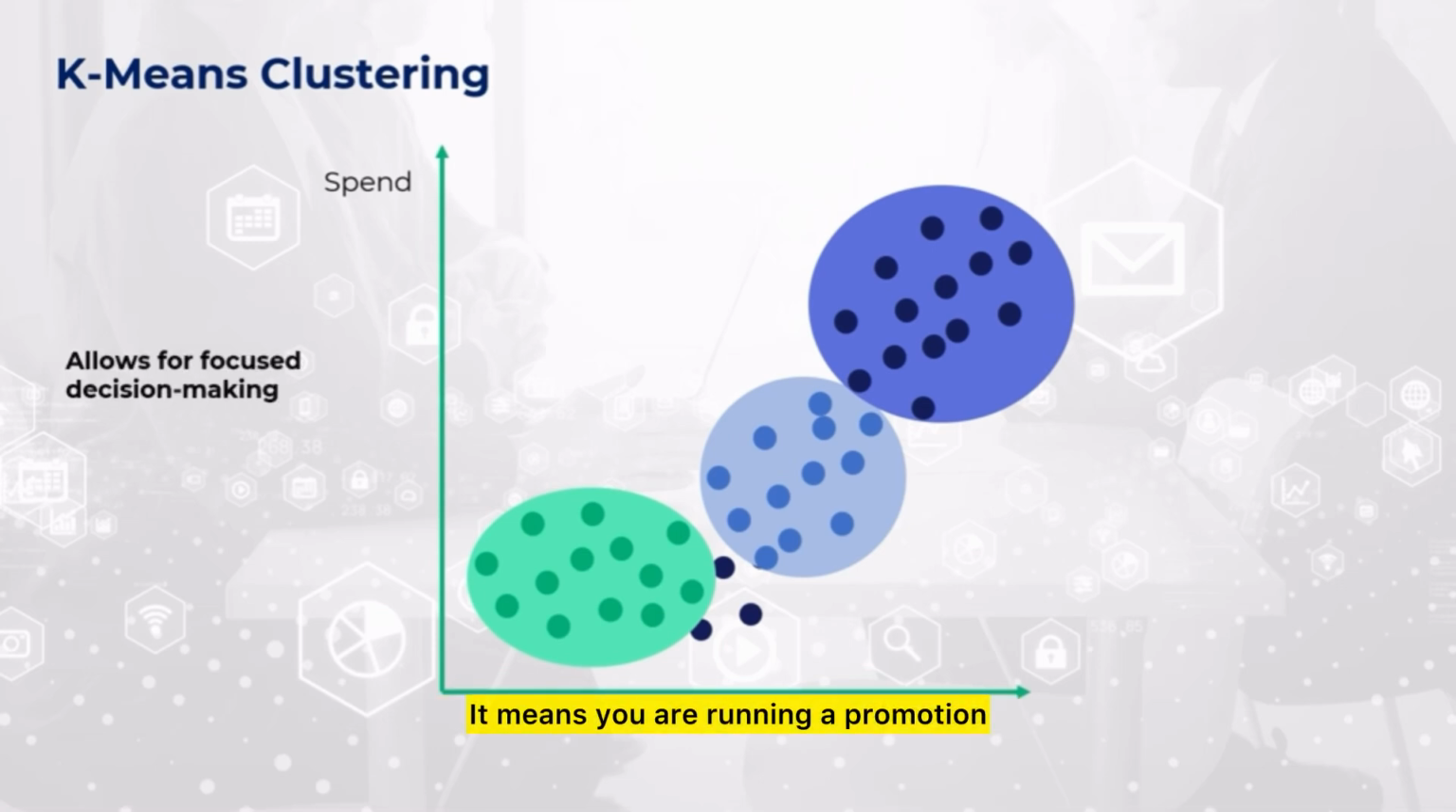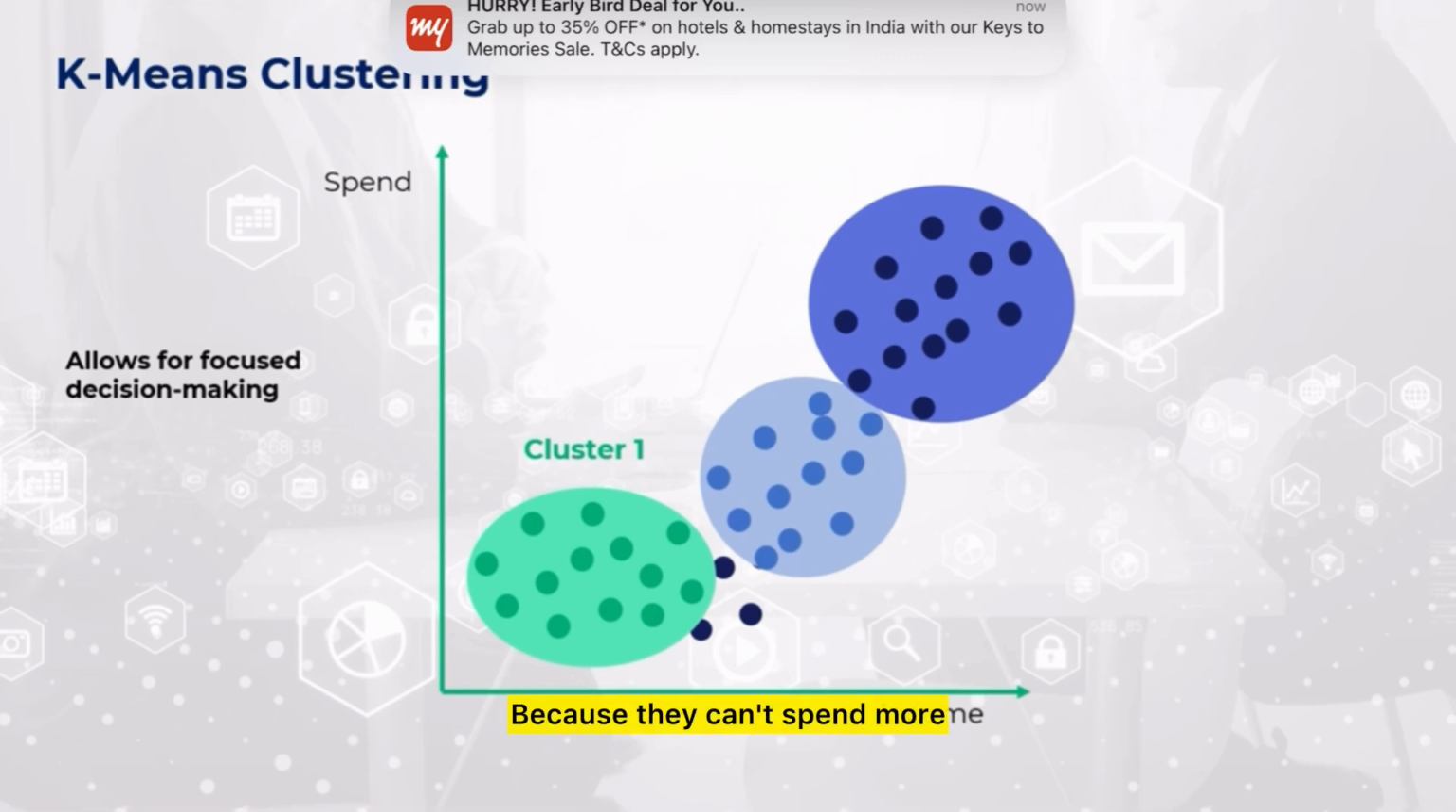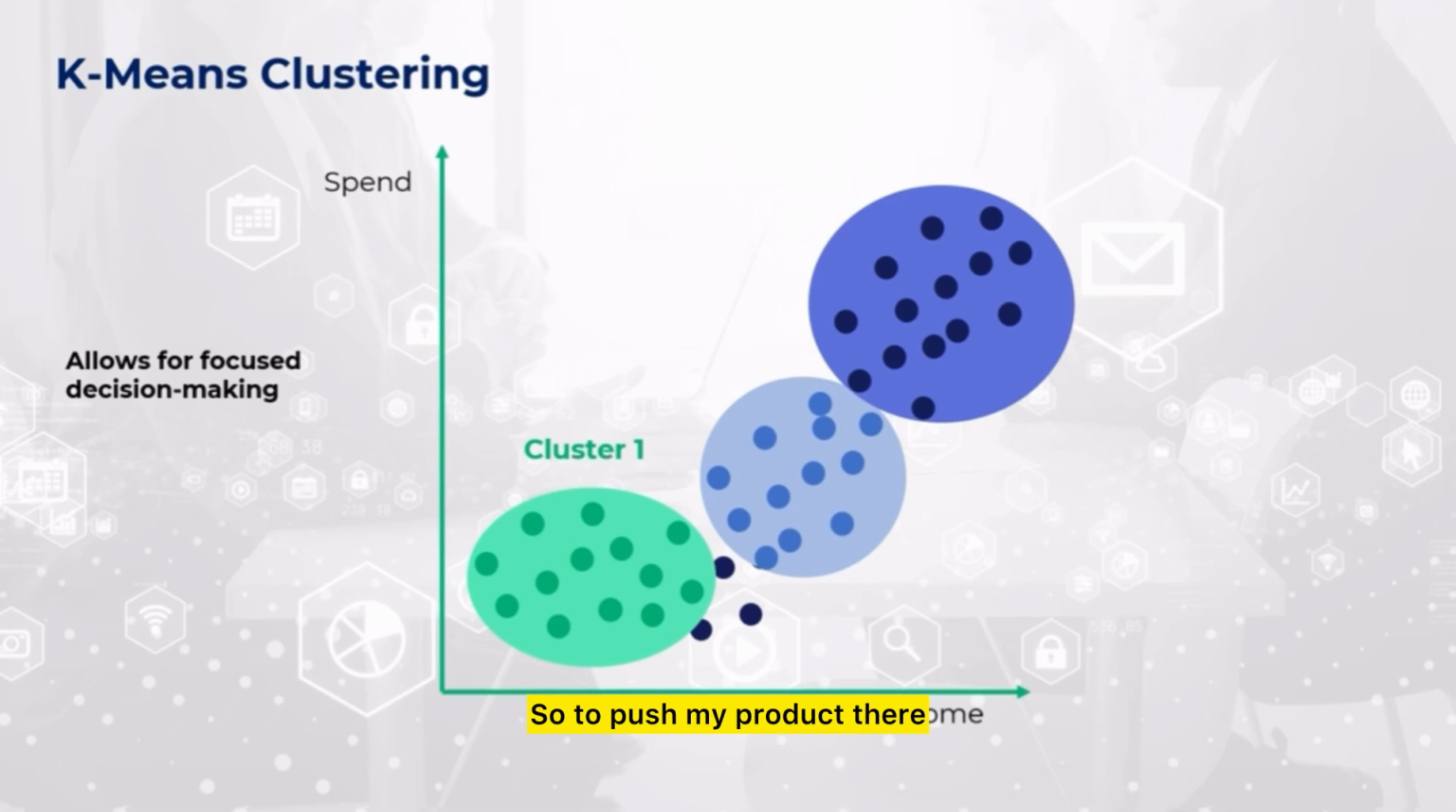It means you are running a promotion, but that promotion is not overall. It's basically focused to a set of people, for cluster one. So for example, if you talk about this example, cluster one is the set of people who are having lesser income and also lesser spend than the other customers. Now in this set of people, what I can do is go for a higher discount. Why? Because they can't spend more, just because they don't have higher income. So to push my product there, I have to promote it more. It means I need to give higher discounts here.